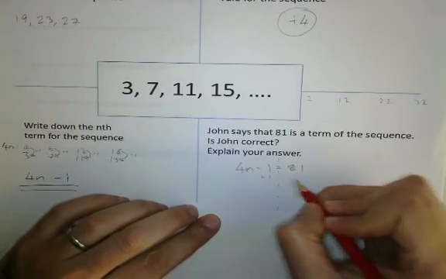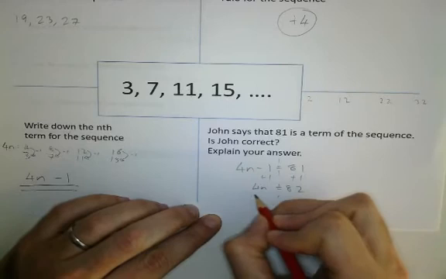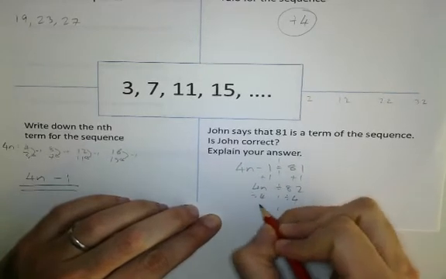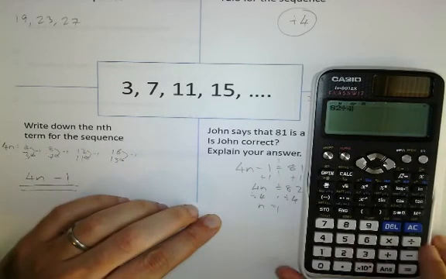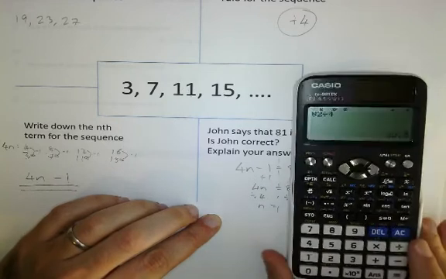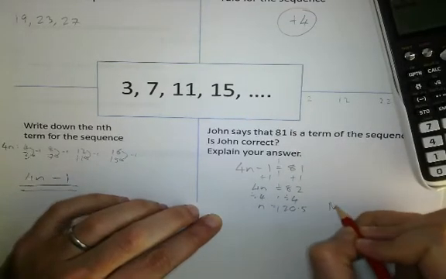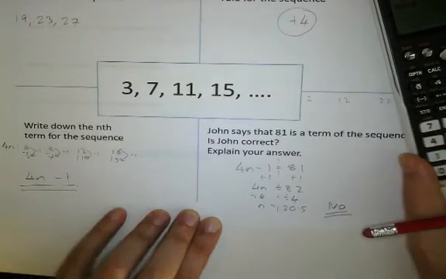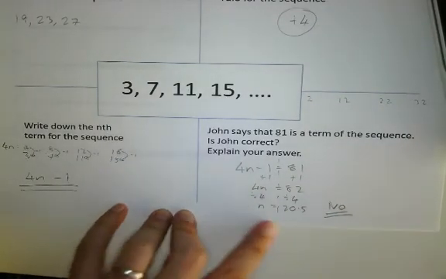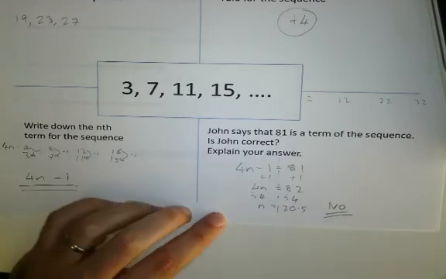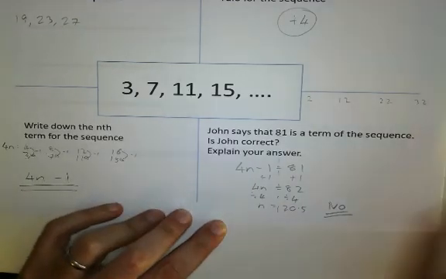So let's solve this. Okay, dash line down the middle, add 1 to both sides, so we get 4n equals 82. Divide both sides by 4. 82 divided by 4 is 20.5. So no, it's not in the sequence. It's between the 20th and the 21st terms. Bang in the middle, actually, because of that 0.5, of the 20th and the 21st terms. Okay.